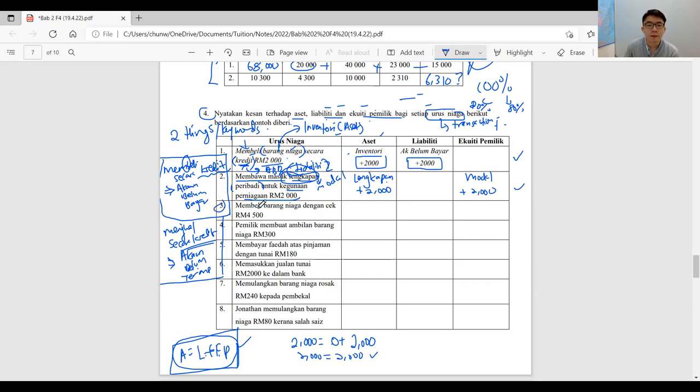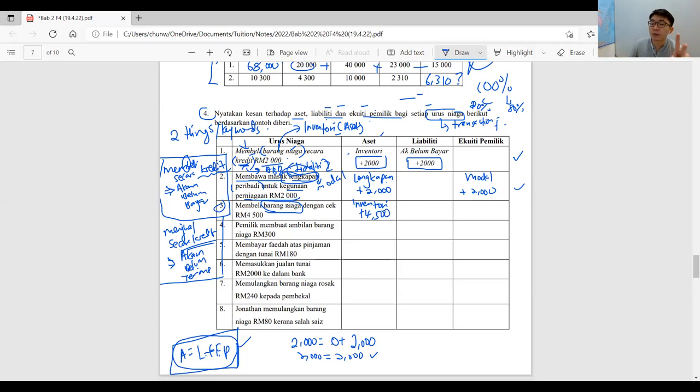Question three. Membeli barang niaga. Whenever we see membeli barang niaga, we know this is inventory, and inventory is in your asset. So you write inventory. When you beli, beli means apa? Your inventory akan bertambah, plus. So, bertambah you plus how much? 4,500 ringgit.